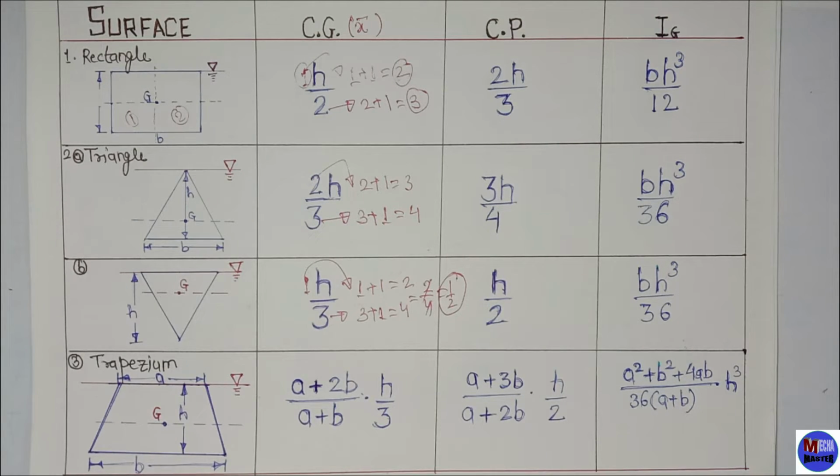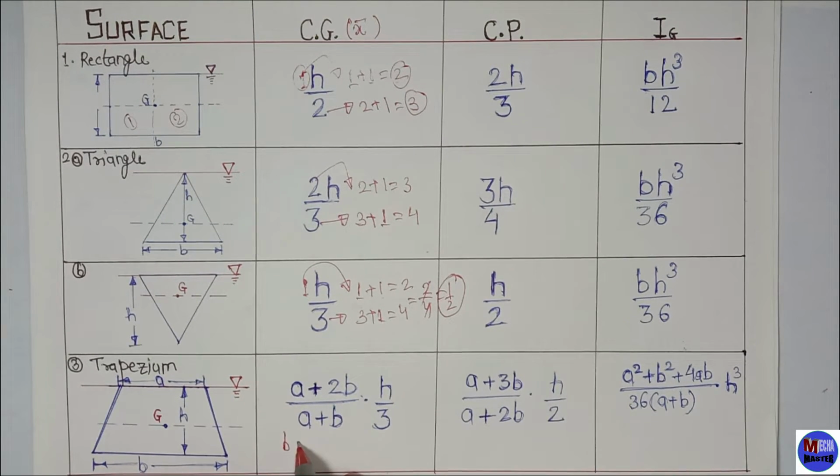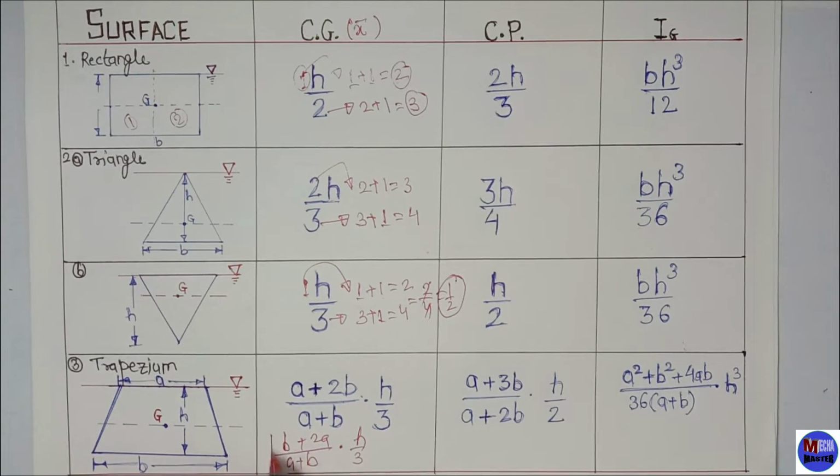If you measure x bar from B, then you have to write B for a single time, then 2A divided by A plus B and multiplied by h by 3. The formula will be this when you measure x bar from B, and this one is the formula when you measure x bar from A.